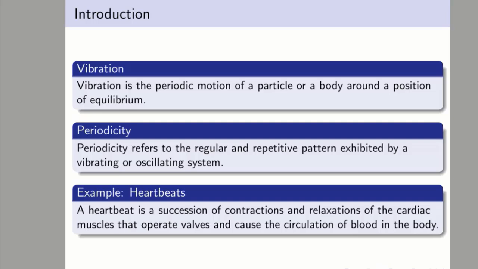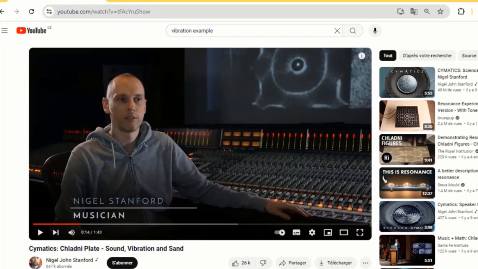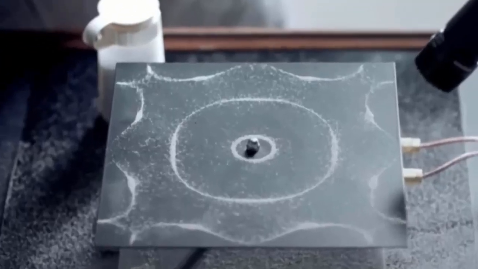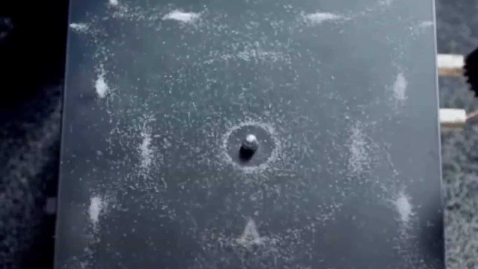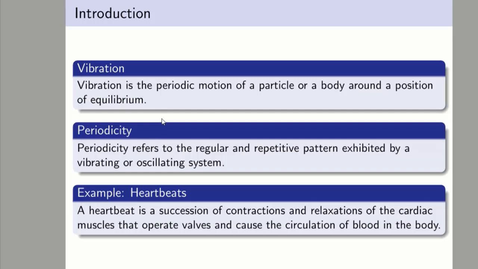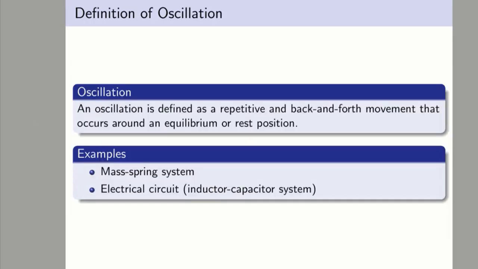Here is a video in order to understand what vibration means. As you can see here, there is vibration of the particles. It vibrates because of that sound. Just a simple video to understand what vibration means. Let's also talk about oscillation. Oscillation refers to the repetitive back and forth movement around an equilibrium position. Common examples are the mass spring, which is the best known example, or also electrical circuits.